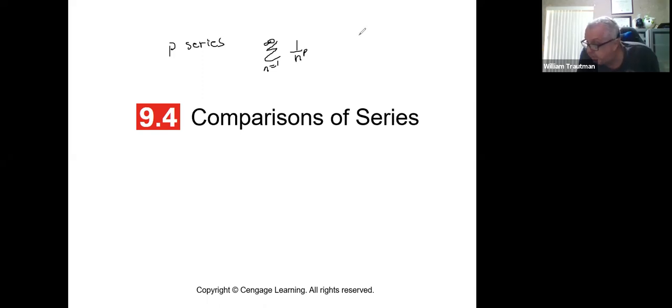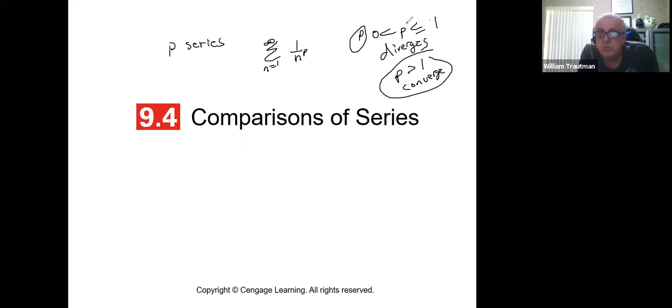If p was between 0 and 1, including 1, this thing diverged. But if p was greater than 1, it converged. So we talked about that, I think, last time when we looked at it. That's the P series. And then we also looked at geometric series.